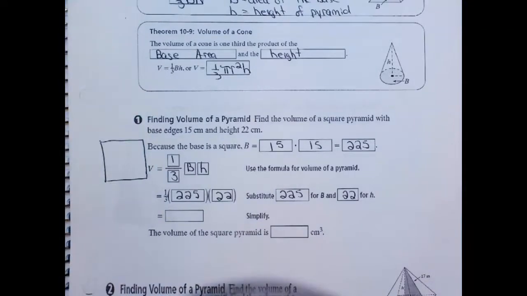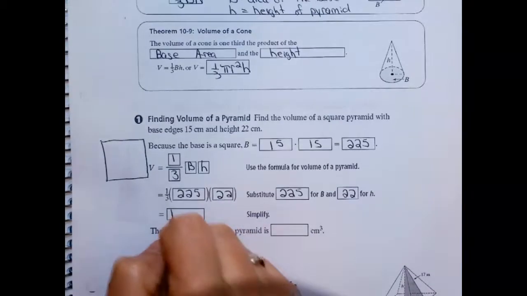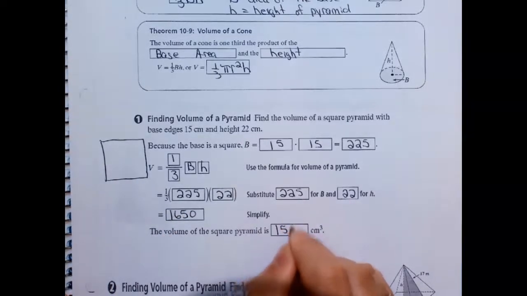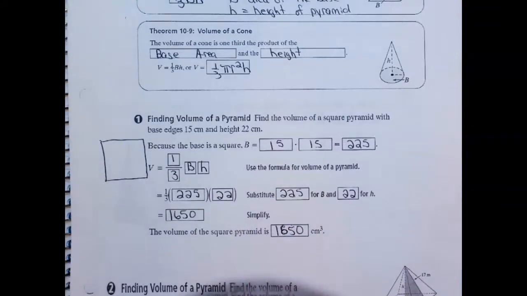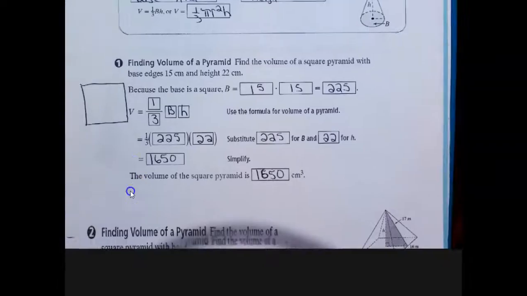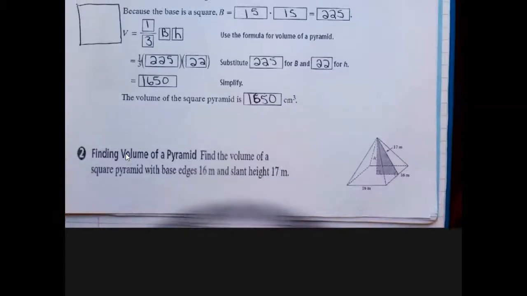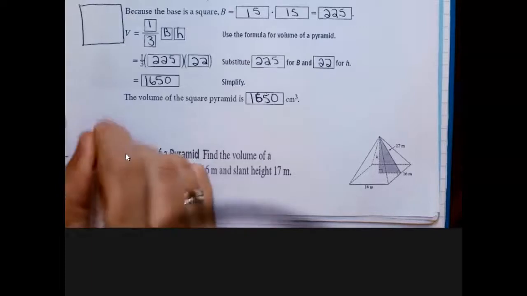So 1/3 times 225 times 22 gives us a volume of 1,650. In this case, it is centimeters cubed. Okay, the next one wants us to find the volume of a pyramid. We're looking again for the volume of a square pyramid. I'm just going to fit it in here.